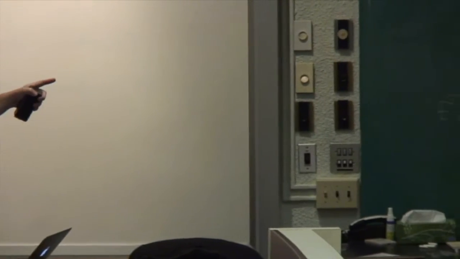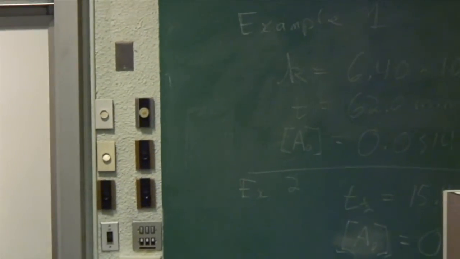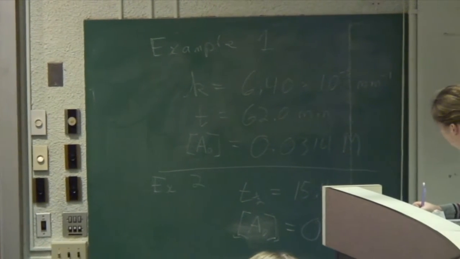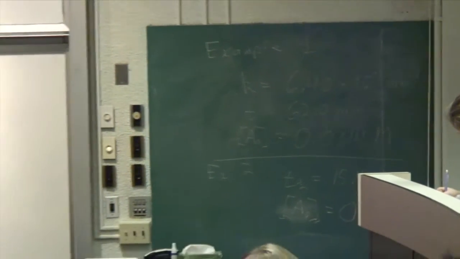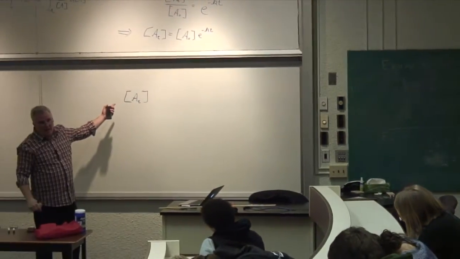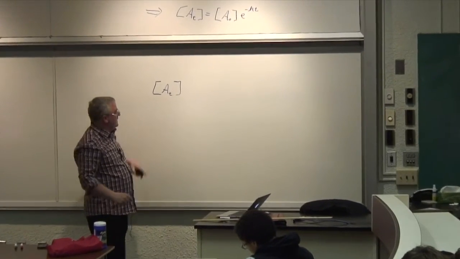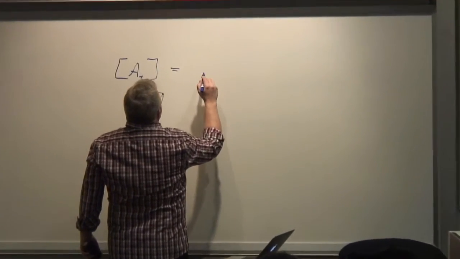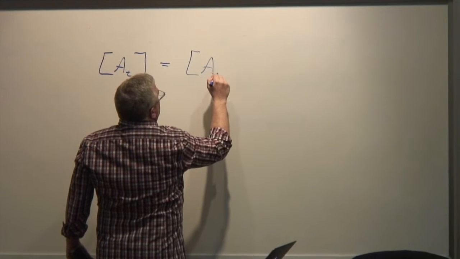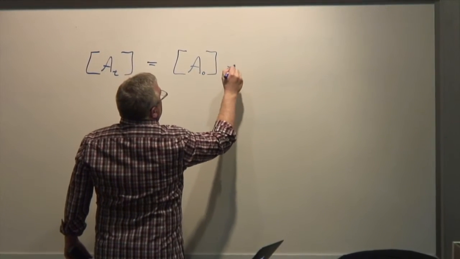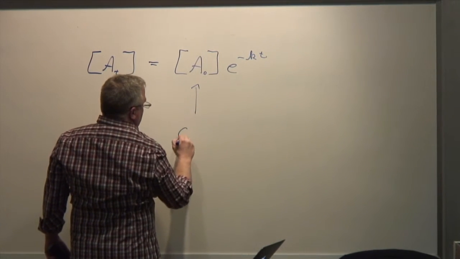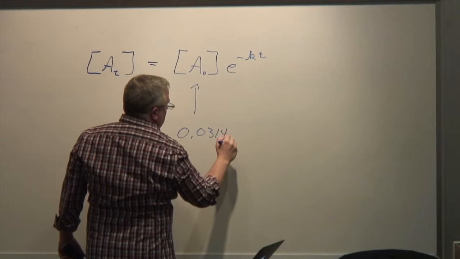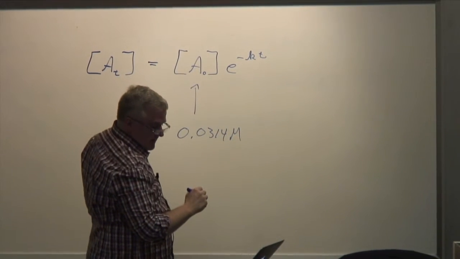So if we take a look over there, we see that we know our rate constant, we know our time, and we know our A naught. What do we want? We want to figure out the concentration of our pesticide at some time t. And we'll just use this expression as the easiest one to use. Okay, so we know this, and that's 0.0314 molar, I believe. Yep.